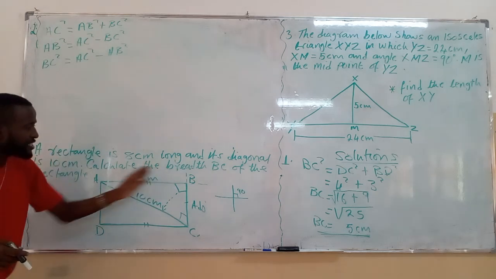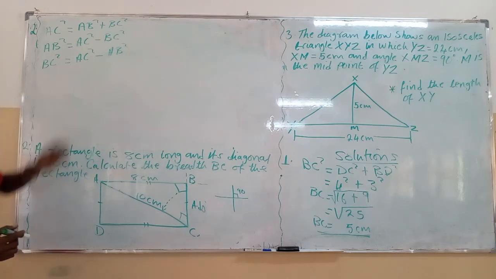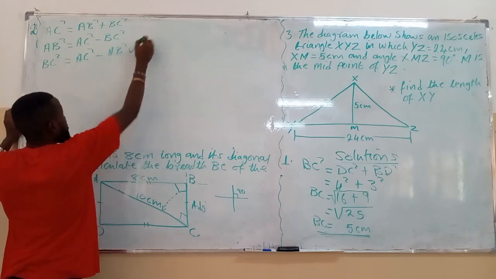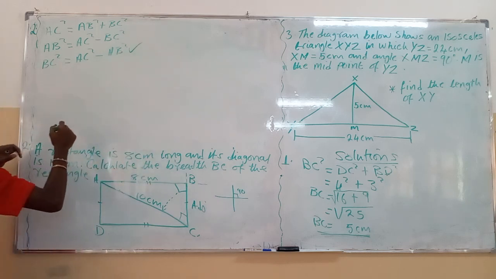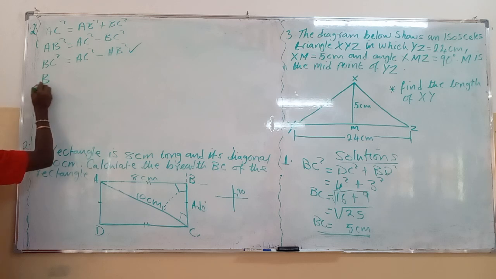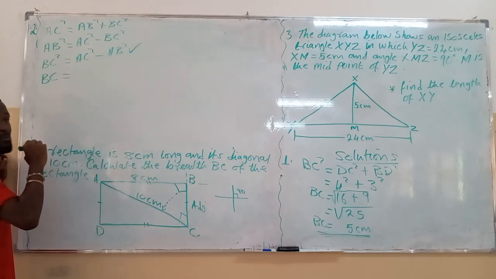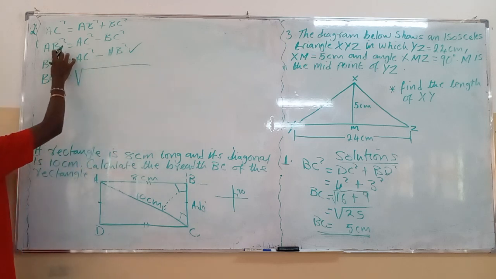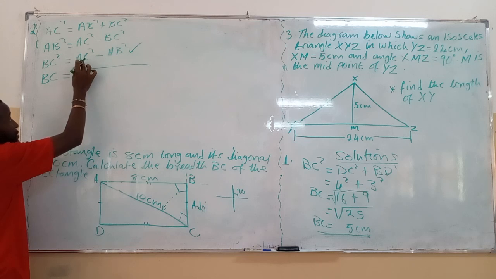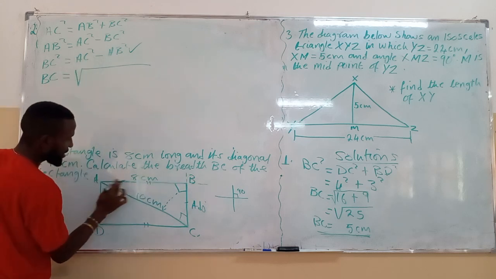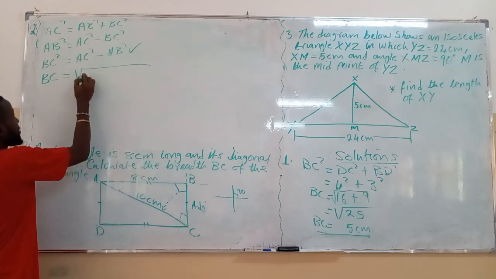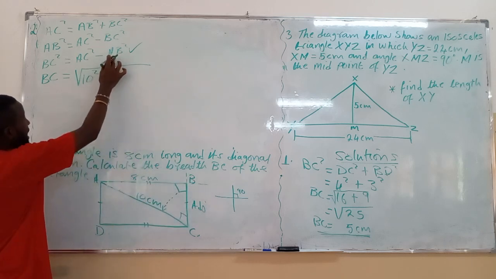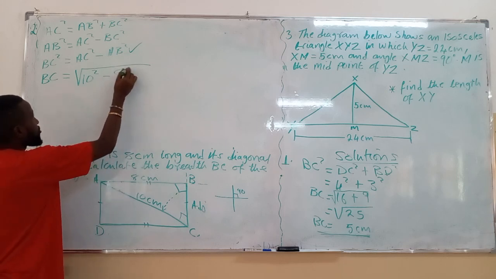So now, when you look at this question, what kind of formula are we going to use? We want to find BC. Where is my BC? BC is here. So we are going to use this formula there. BC is equal to, you introduce now the square root. You get rid of this square root. You are going to say AC, what is my AC? AC is equal to 10. We said 10 squared minus, what is my AB? AB is equal to 8 squared.